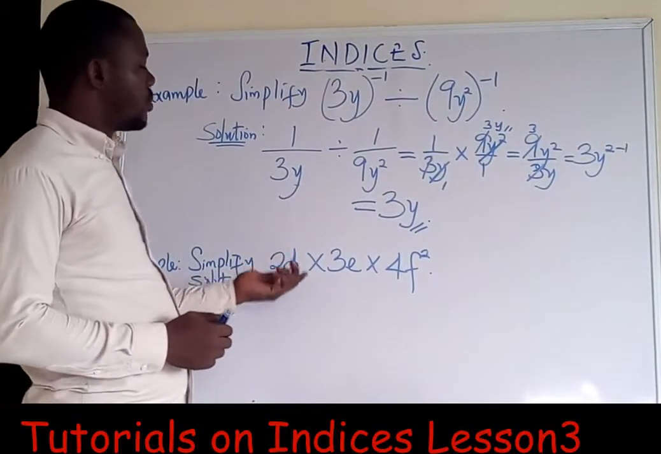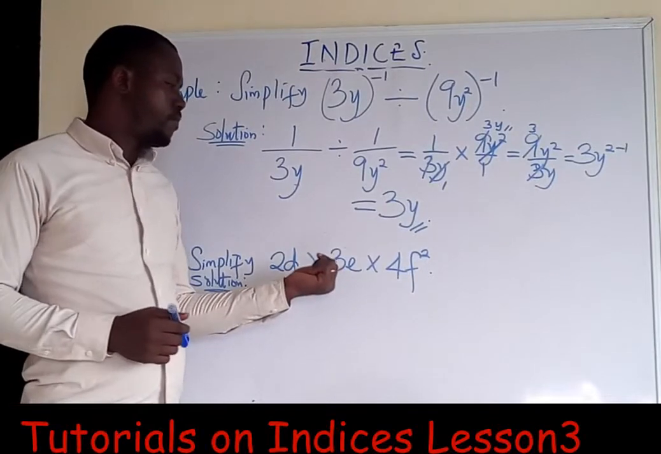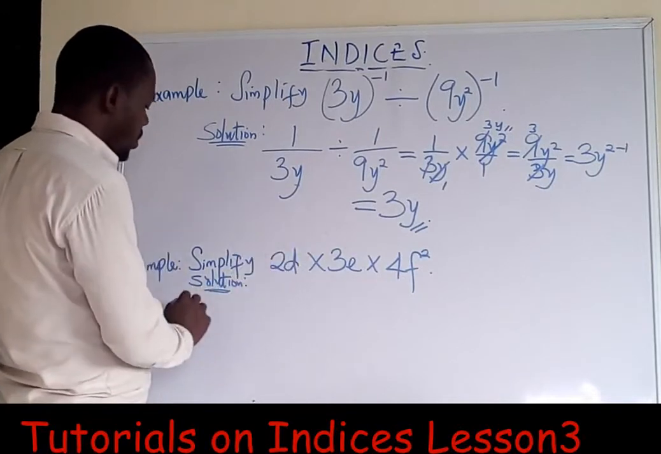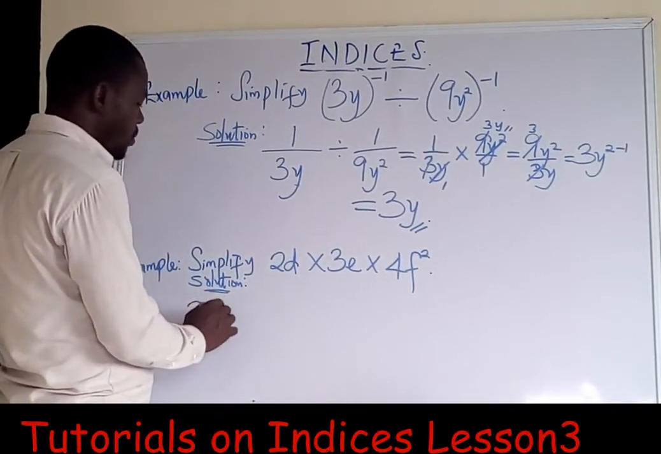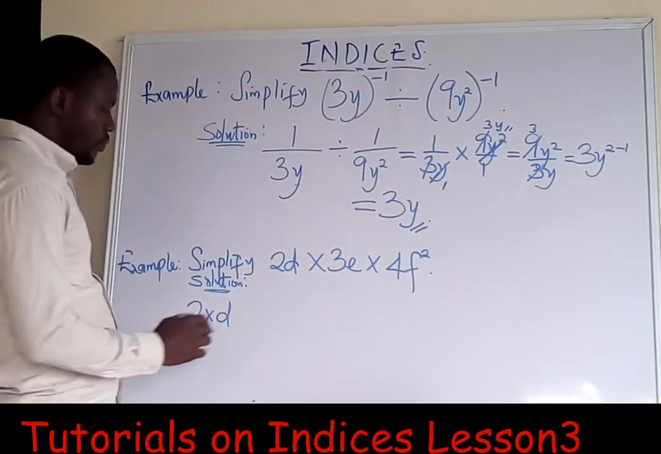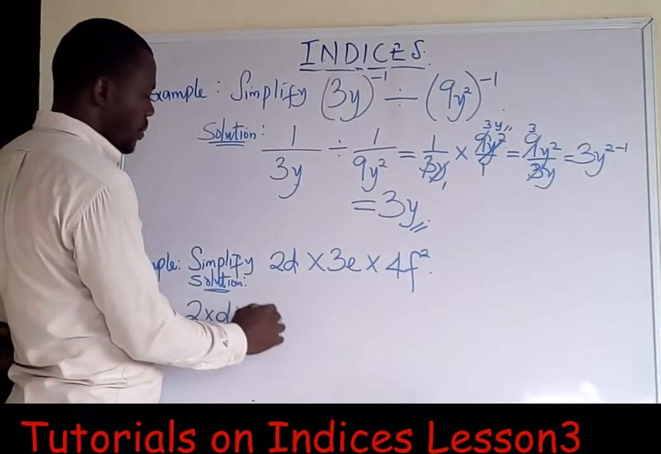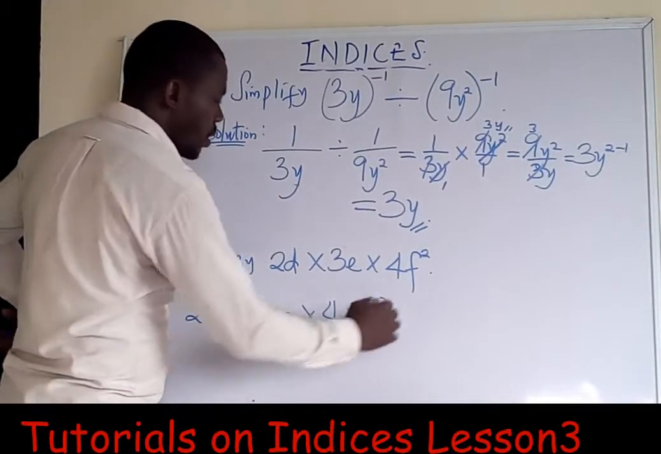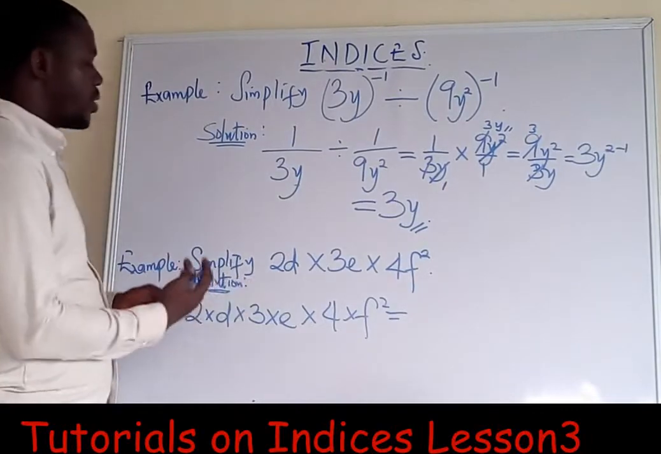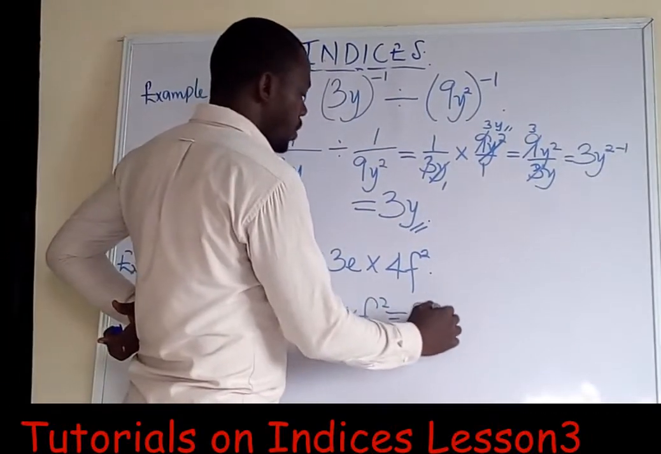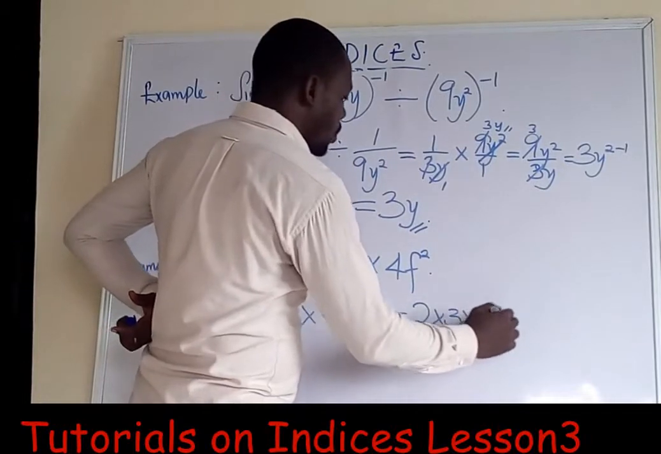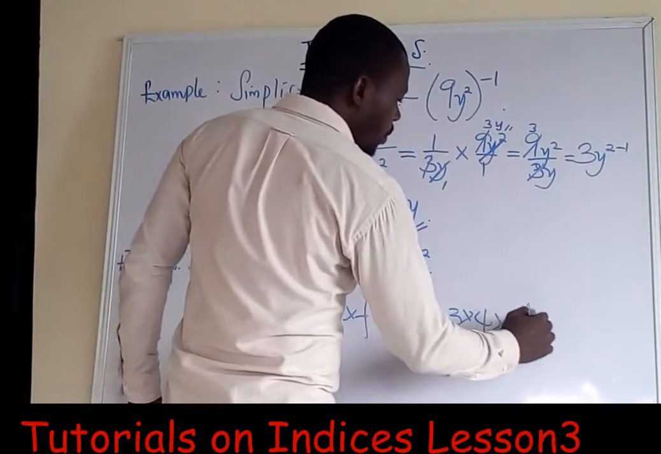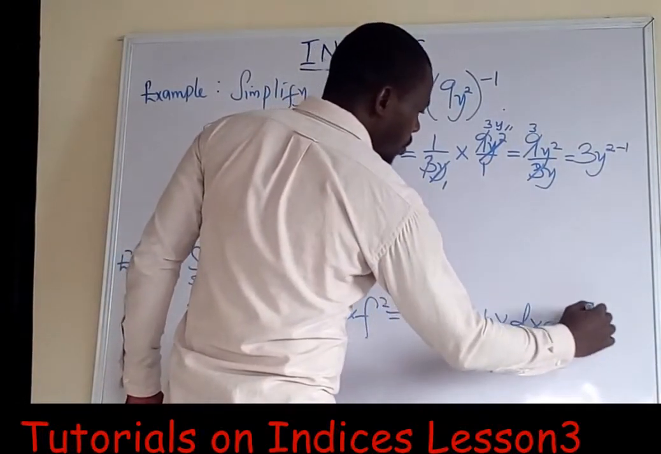We have 2d multiplied by 3e multiplied by 4f squared. What we have here is we have 2 times d multiplied by 3 times e multiplied by 4 times f squared. And what are we going to do? Let us bring all the numbers together. We have 2 times 3 times 4 times, let us start with the first alphabet here, d times e times f squared.